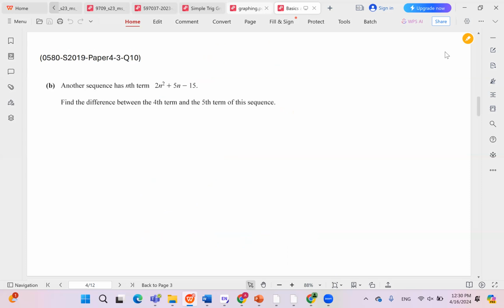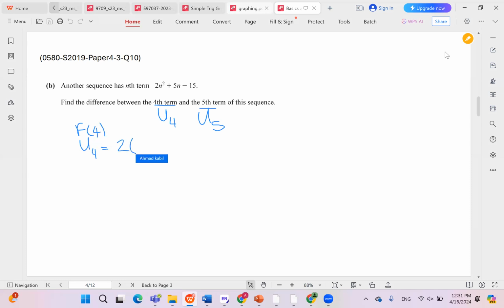Another sequence has nth term 2n squared plus 5n minus 15. Find the difference between the fourth term and the fifth term of the sequence. So we said that the fourth term is called u4, and the fifth term is called u5. And we want to get expressions for u4 and u5. So u4 is obtained by plugging 4 in n. This is kind of like functions where you do f of 4.